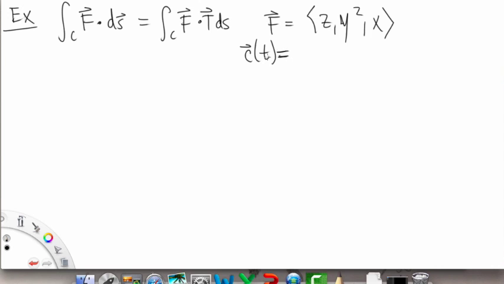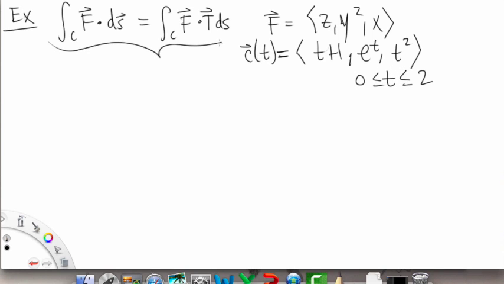Sometimes they'll give you a specified parameterization, such as the following: t plus 1, e to the t, and t squared. But sometimes they'll just give you some curve like the unit circle, and you should know how to parameterize that. We'll go over how to parameterize curves in practice problems as well. They also give us that the curve goes from t equals 0 to t equals 2. So this is all the information we're given, and we have to make sense of it and compute the vector line integral.